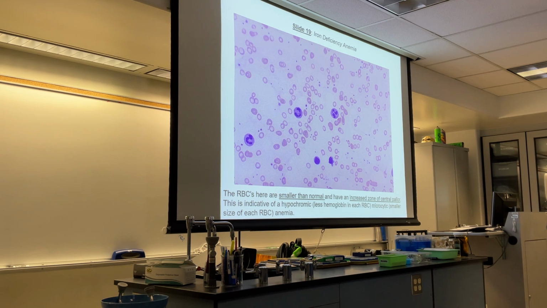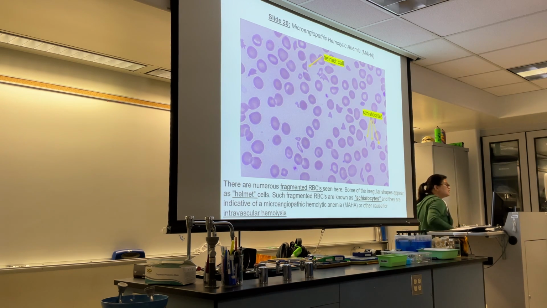That's the microcytic portion. Thumbs up, thumbs down if I explain this one clearly enough to all of you. Okay? Yes? Okay. Up next, you have a different kind of anemia. This is called microangiopathic hemolytic anemia. For this one, one of your telltale signs is that you have a bunch of fragmented red blood cells.